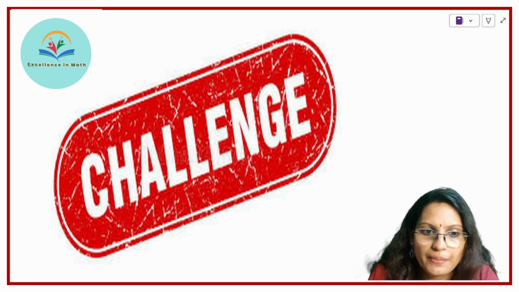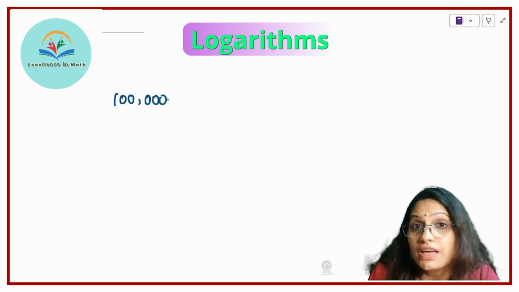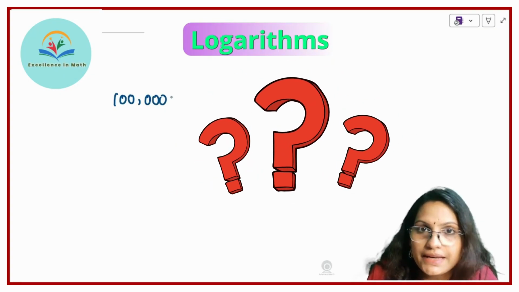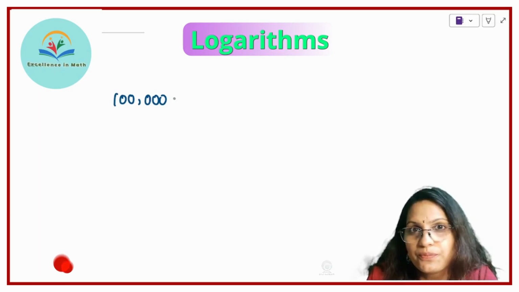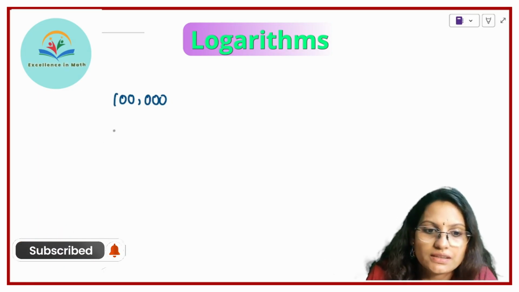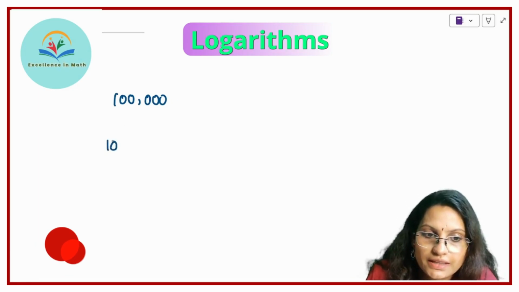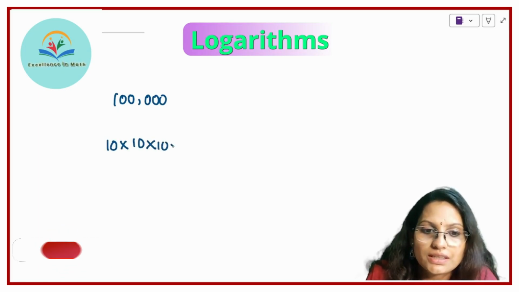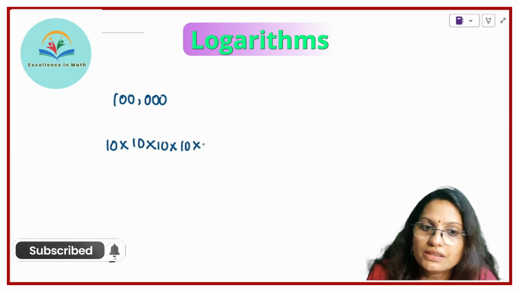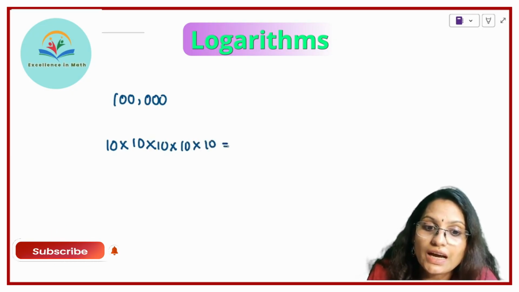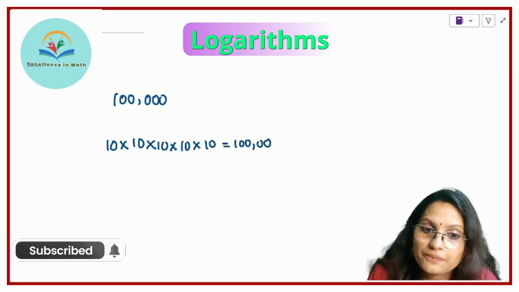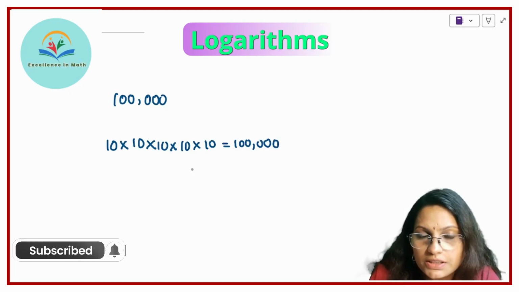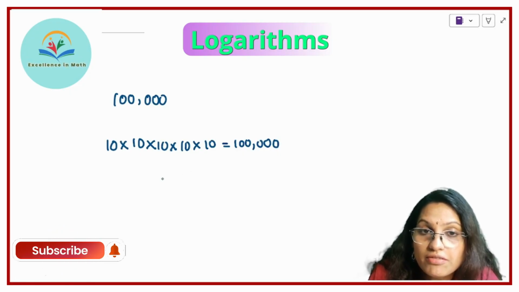Look at this number, 100,000. If I asked you how many times we need to multiply 10 by itself to reach this number, usually how can we check? We can start multiplying with 10. 10 times 10 is 100. 100 times 10 is 1000. 1000 times 10 is 10,000. 10,000 times 10 is what? 100,000. Am I right? So, if we observe this multiplication fact, we can see 5 tens.